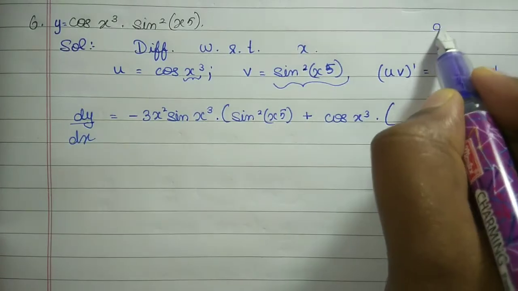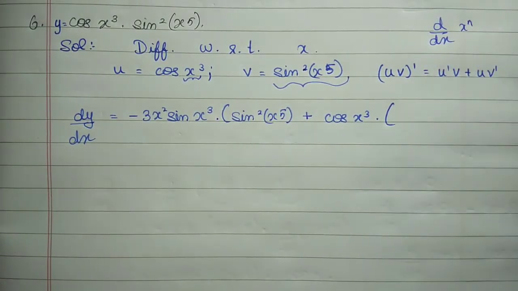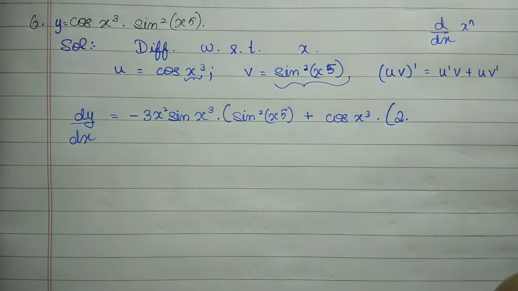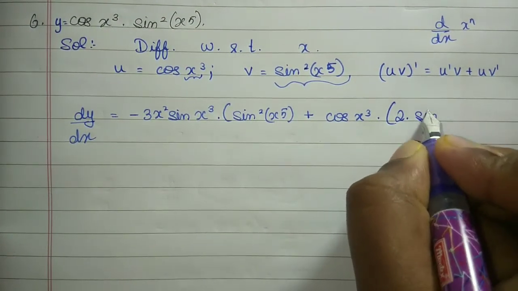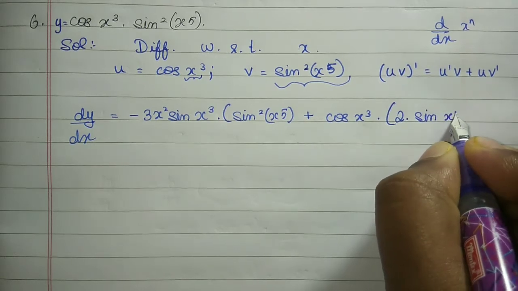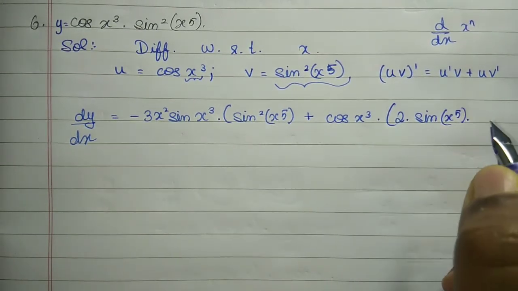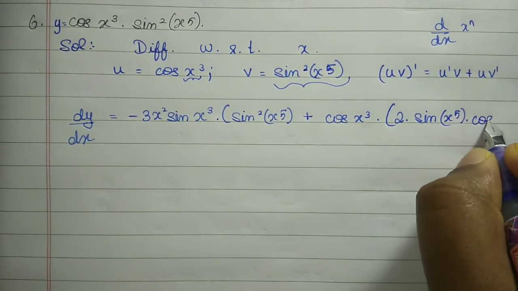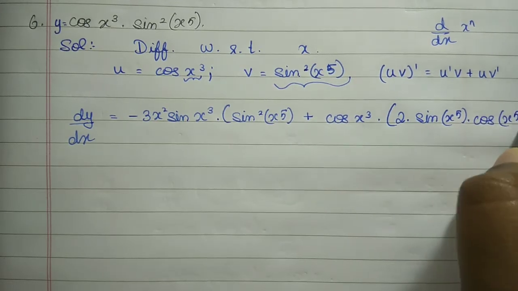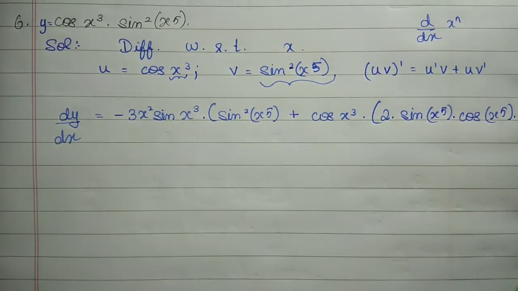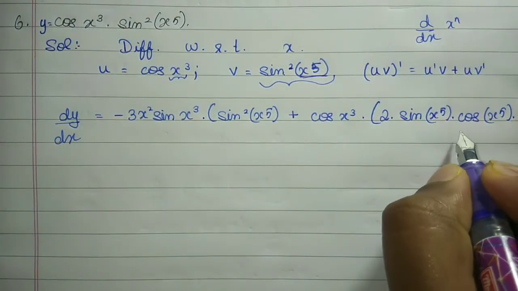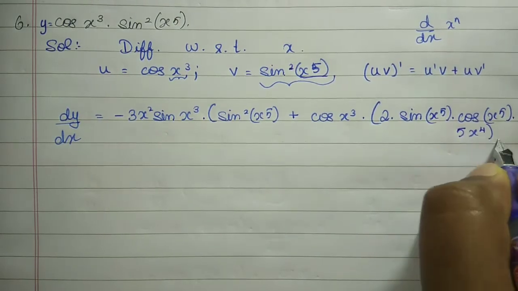That is, as we do for d by dx of x power n, we will do it in the same form. So 2 into sine power 2 minus 1, which is 1. So we will have sine power 1 of x power 5, into, now we take the derivative of sine theta, that is cos theta. So cos x power 5, into the derivative of x power 5, which is 5x power 4.